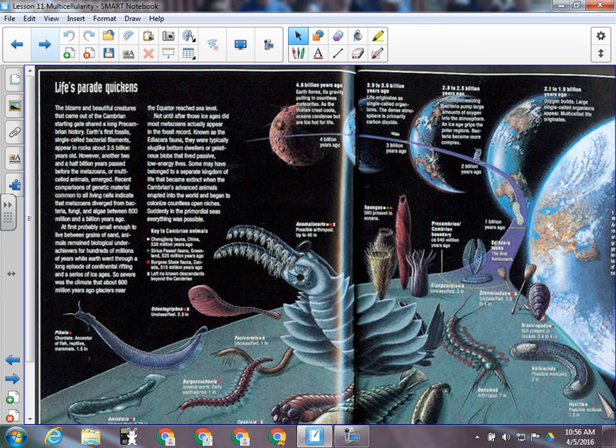Once you have multicellular organisms, look what happens to the thickness of this line. It gets fatter quick. Okay? Because once you get multicellular organisms, you get a lot more diversity. Okay? There's a lot more potential for mutation and change and things like that. And because they're more complex, they can fill niches that maybe weren't filled before.